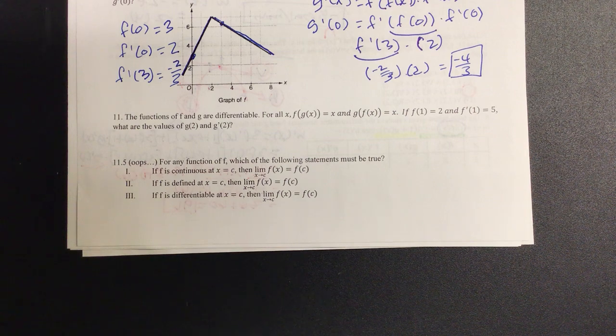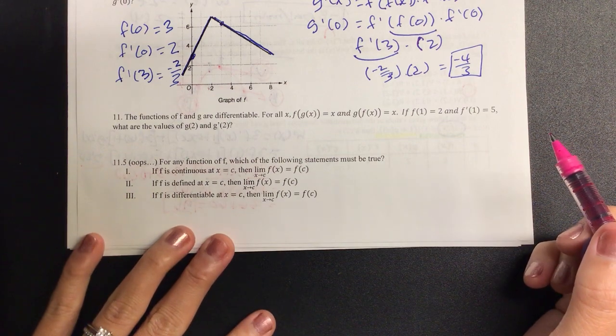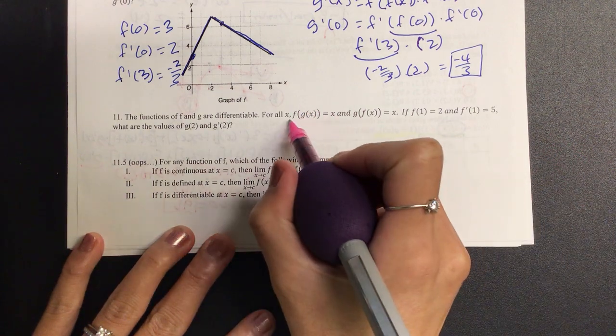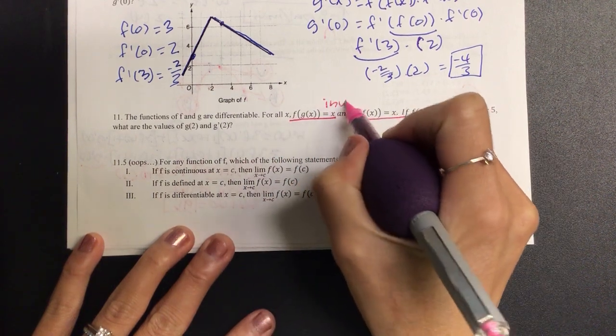Okay, number 11, Caitlin, let's read. Functions of f and g are differentiable for all x, f of g of x equals x, and g of f of x equals x. If f of 1 equals 2 and f prime of 1 equals 5, what are the values of g of 2 and g prime of 2? These two statements right here is just to say they're inverses.